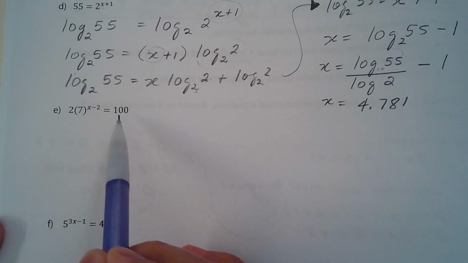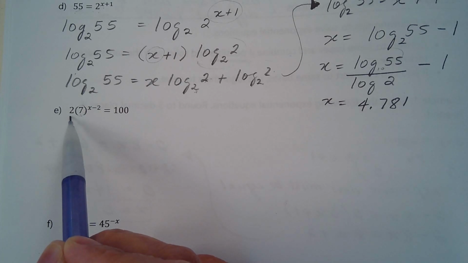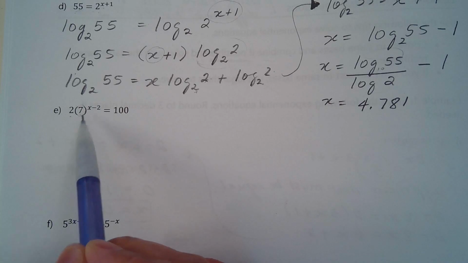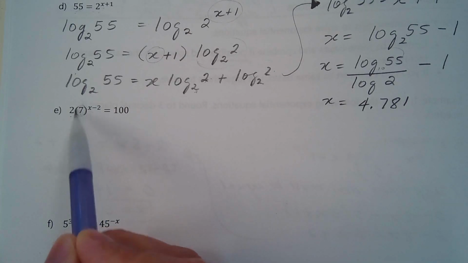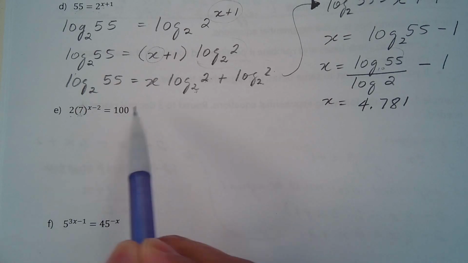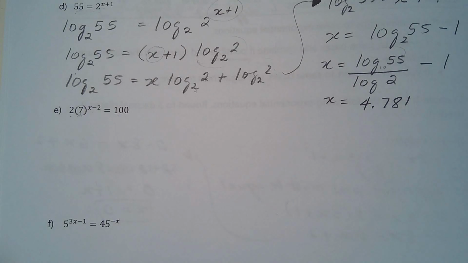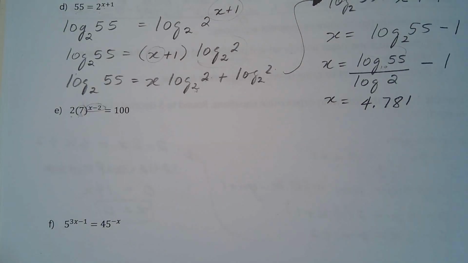Okay, now let's see here. This is a base 7. Is a 2 a base? No, because there's not applied to it. It's a tricky question, right? So the base here is 7, and can we make this base 7? No, right? So what we can do is try to solve for that.